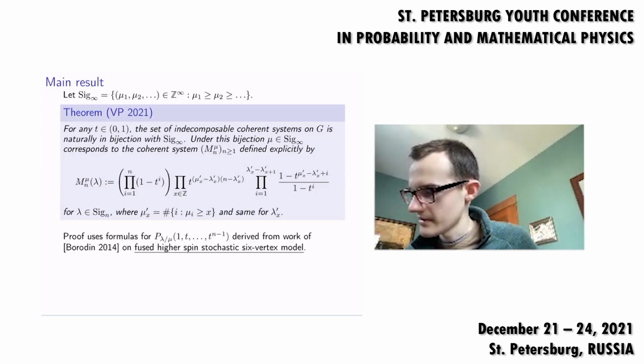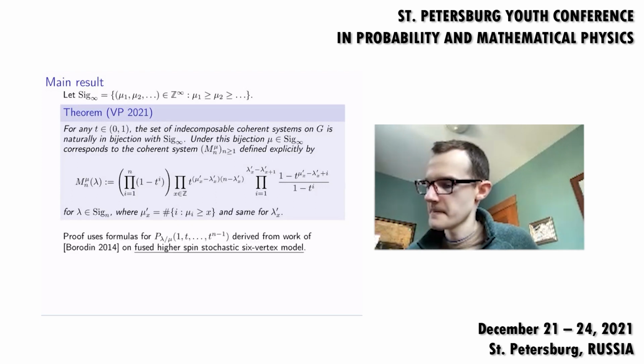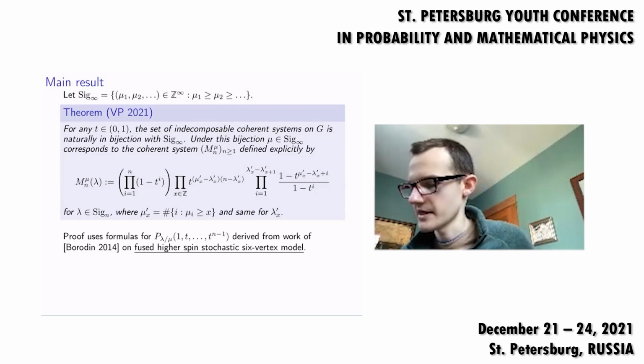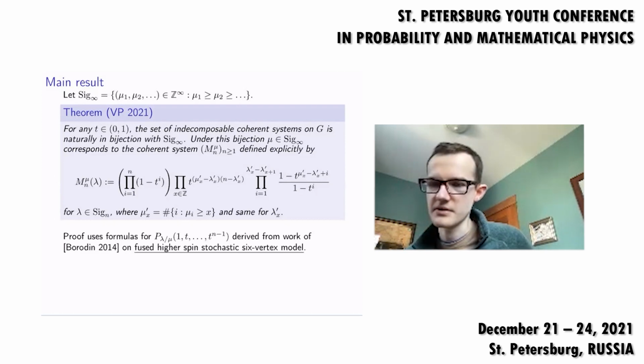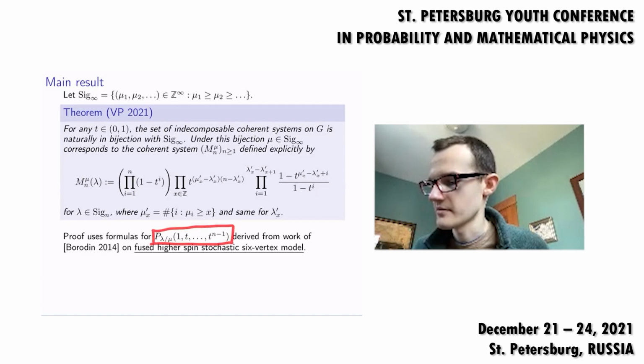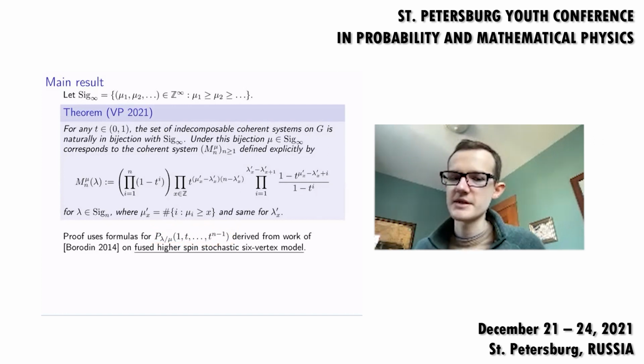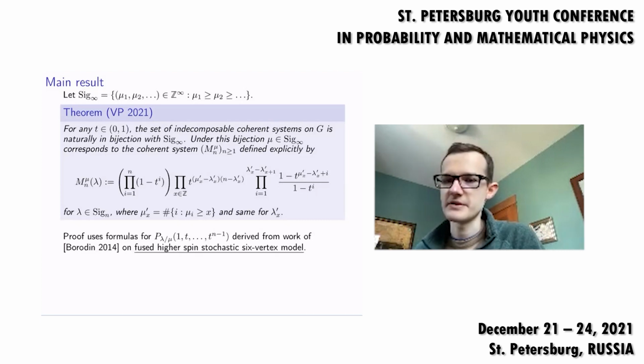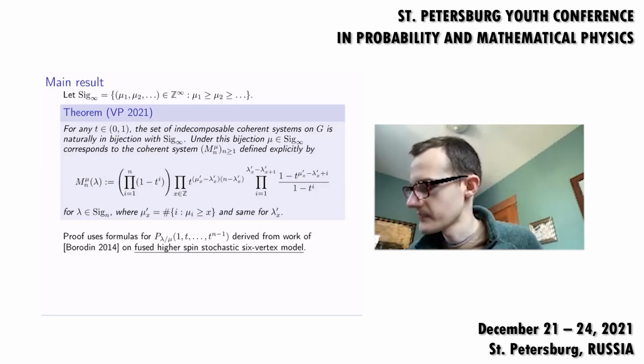And there is context for this sort of classification. So first, let me just say a little bit about the proof. It uses explicit formulas. So this is where I care about this geometric progression that was pointed out. It uses explicit formulas for these skew polynomials when the variables are in geometric progression. And these come from work of Borodin on the fused higher spin stochastic 6-vertex model. There are more general formulas there that can specialize to these.